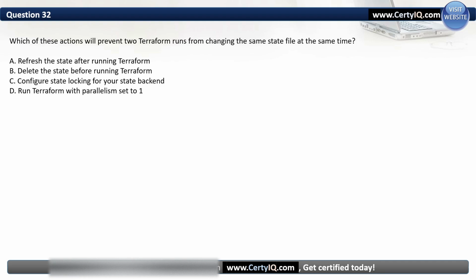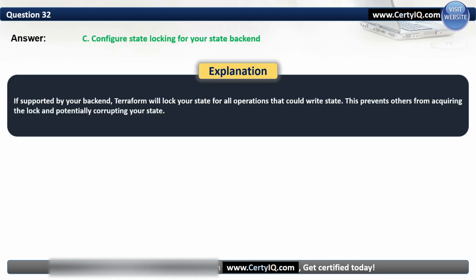Question 32. Which of these actions will prevent two Terraform runs from changing the same state file at the same time? The correct option is C. Configure state locking for your state backend. If supported by your backend, Terraform will lock your state for all operations that could write state. This prevents others from acquiring the lock and potentially corrupting your state.